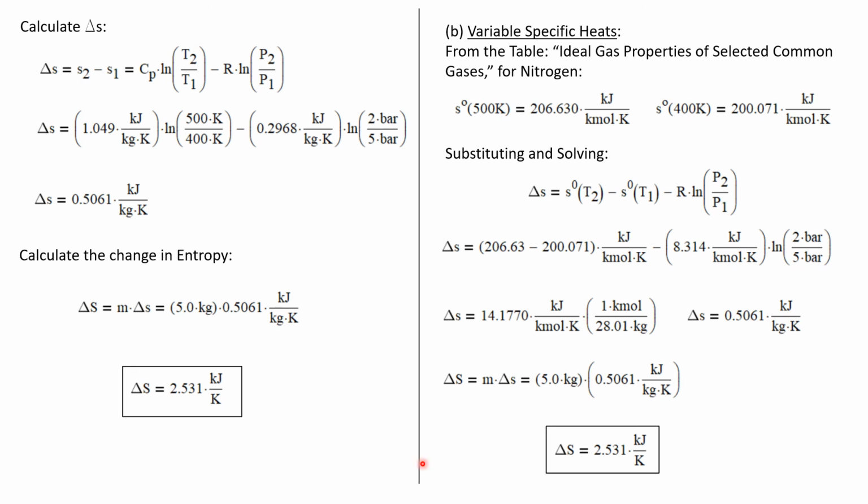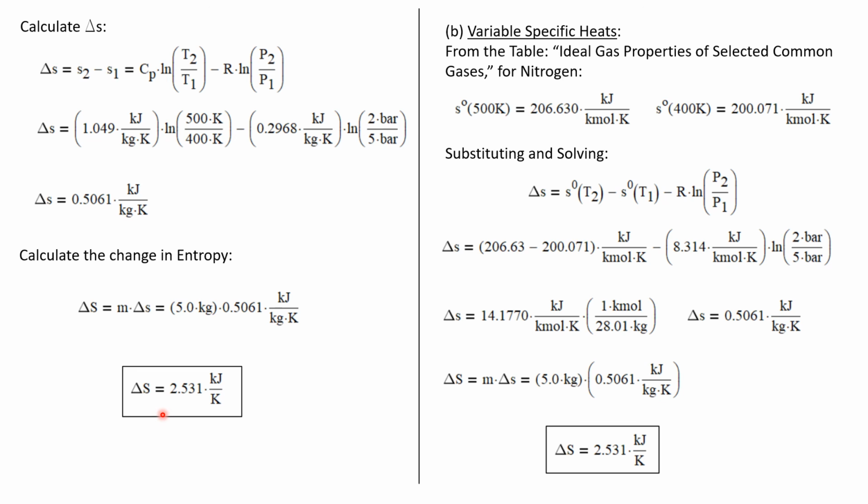Now, we get excellent corroboration here. We know that using variable specific heat, that is to say using table values, is the most accurate way of calculating the change in entropy. But using constant specific heat, we got an excellent answer. And that is because we had a rather small temperature change during this process. It only changed by 100 degrees Kelvin, which is 100 degrees C.